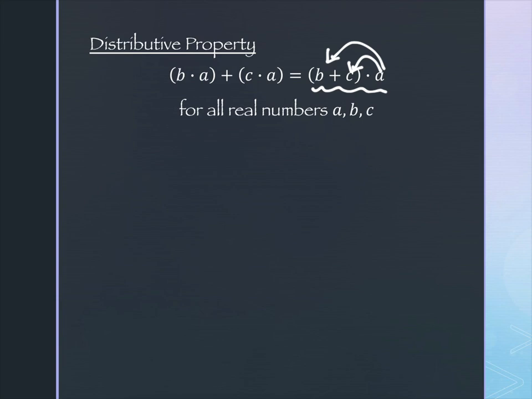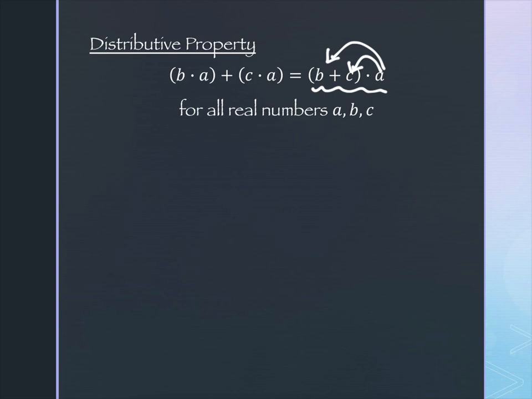But what we're going to be doing is using it like this, where we're going to take things that are both being multiplied by something, and we're going to be able to add them together and then multiply it by that same thing. And this works for all the numbers A, B, and C. We're going to be using it mostly for whole numbers, not mostly, only I think for whole numbers in our discussion today.